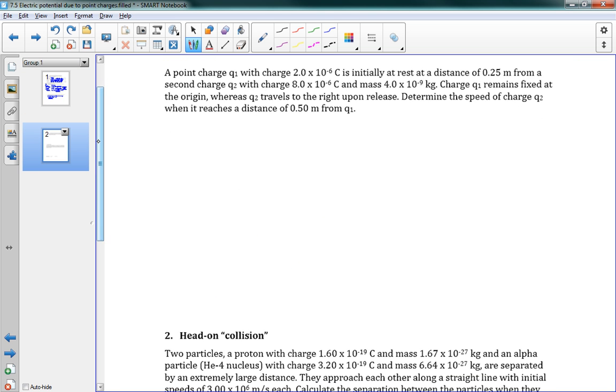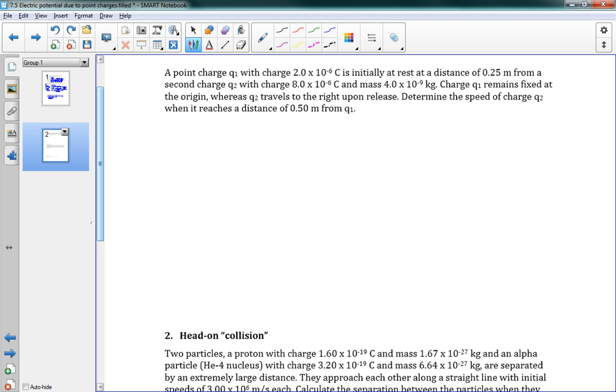The next page here, we have a point charge Q1 with charge 2 times 10 to the negative 6 coulombs, initially at rest at a distance of 0.25 meters from a second charge, Q2, with a charge of 8 times 10 to the negative 6, and mass 4 times 10 to the negative 9. Charge Q1 remains fixed at the origin, whereas Q2 travels to the right upon release. Well, that makes sense. They're both positive charges. They're going to push away from each other, but Q1 doesn't move. Determine the speed of charge Q2 when it reaches a distance of 0.5 meters from Q1. So they start at 0.25, they go to 0.5.